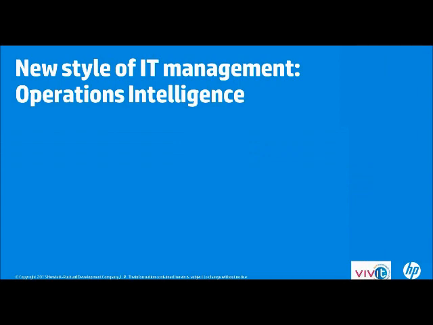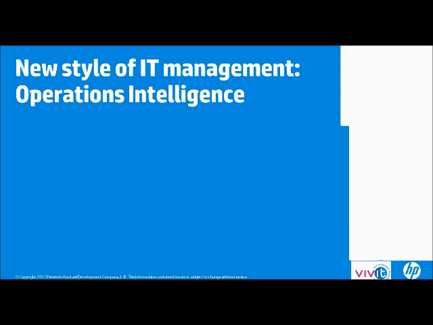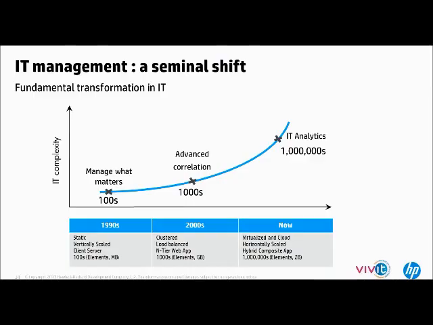Okay, so that was a quick overview of how we are introducing operational efficiency. Now let me switch gears and talk to you about the new style of IT management with operations intelligence. As you all know, in the early 90s, the concept of management was predetermined. We knew what we needed to manage, and the scale was small. And in 2000, we introduced the concept of advanced correlation because the scale increased and applications became multi-tiered. It was important to manage across multiple tiers.